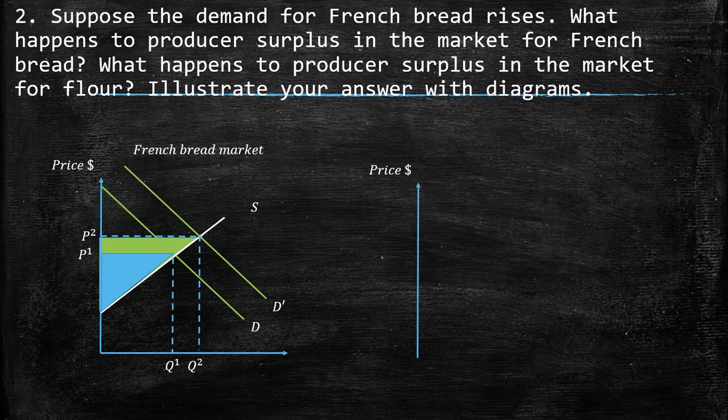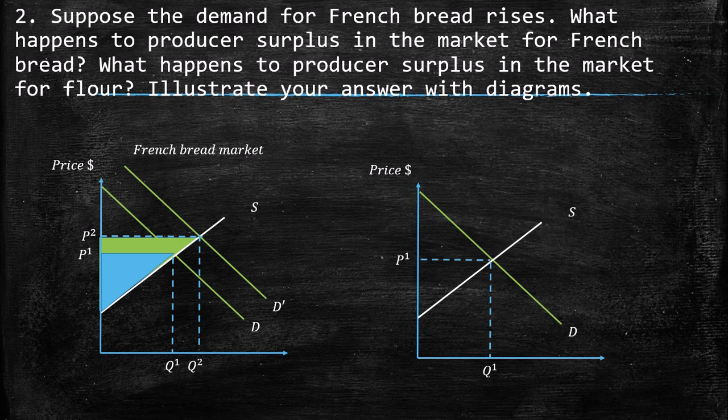Because the demand increases, we have an increase in the surplus of the producer. So now we have to think about the flour market. Here we have the initial condition where the market determines the prices and quantities at the level of P1 and Q1, where supply and demand are exactly the same. So here is the initial producer surplus.